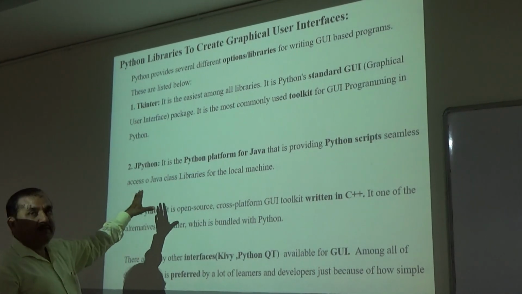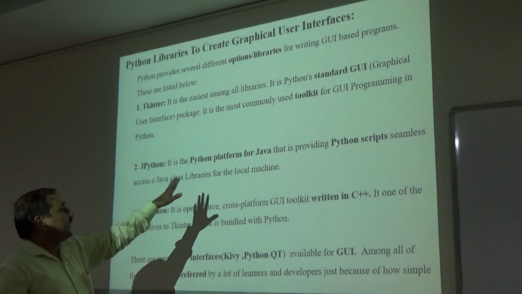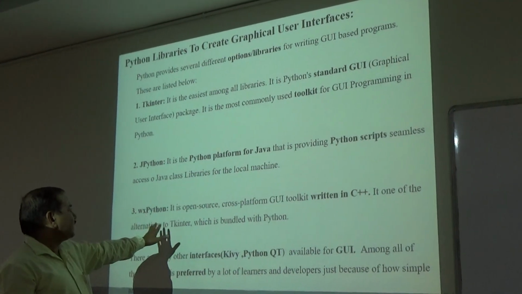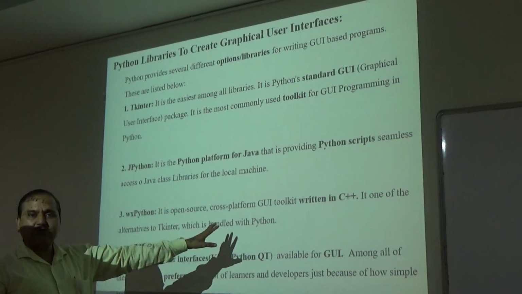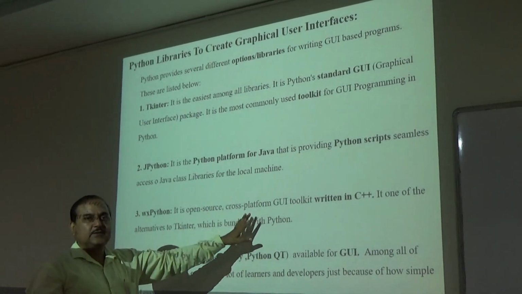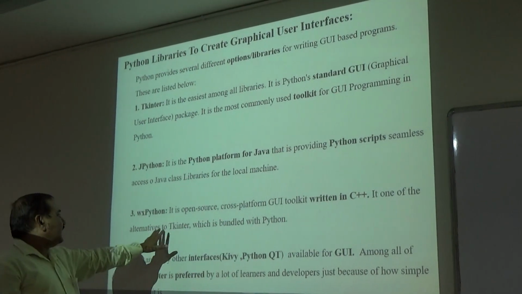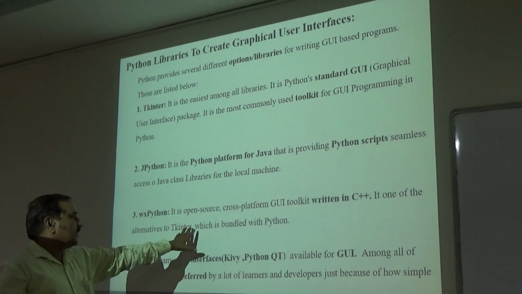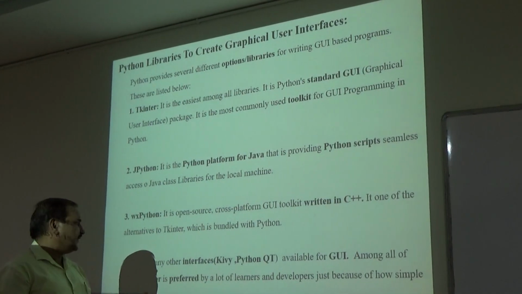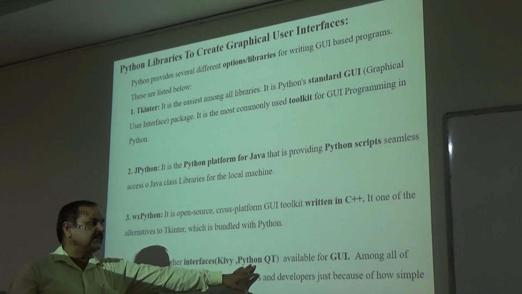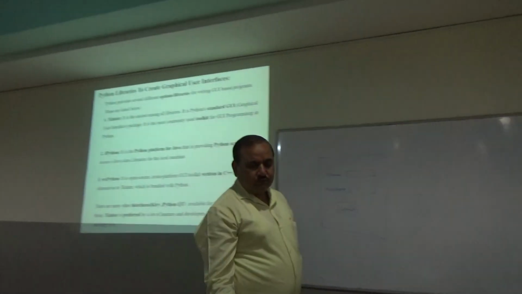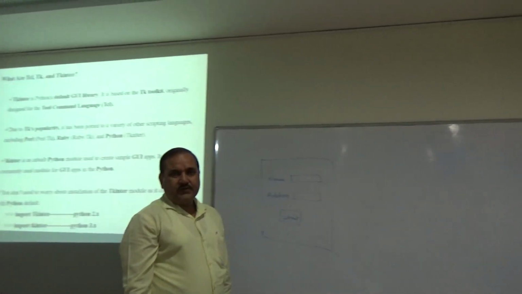The second one is JPython. This is a platform for Java. Similarly, we go for wxPython. It is open source, and this is a cross-platform GUI toolkit that has been written in C++. Okay, it's one of the alternatives to tkinter, which is bundled with Python. Many others are also there, like Kivy and PyQt. But our main focus in our course is going to be tkinter.